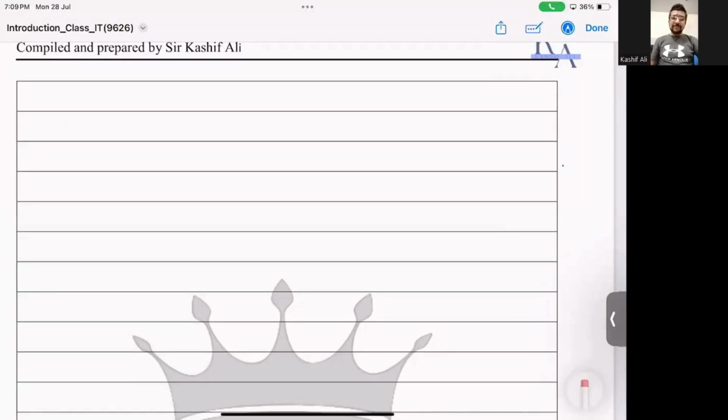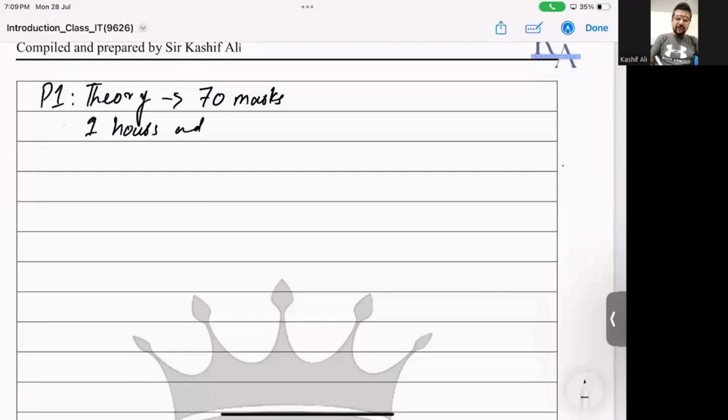So let's begin with the introduction of the papers. There are 4 papers that you have to appear in. Paper 1 is theory. Paper 1, P1, is a theory paper of 70 marks. The duration will be 1 hour and 45 minutes.